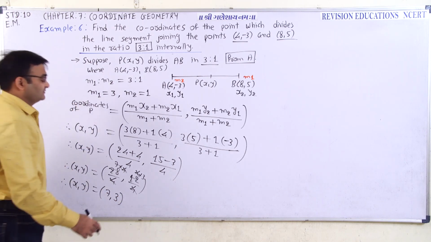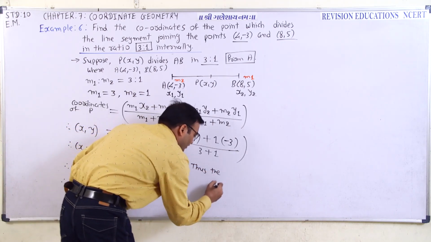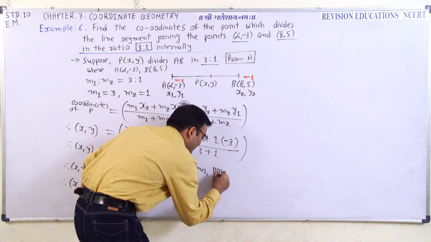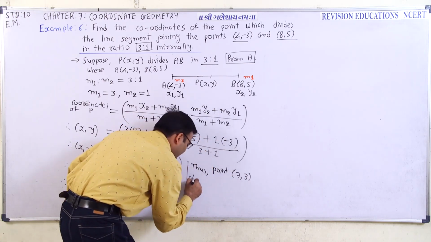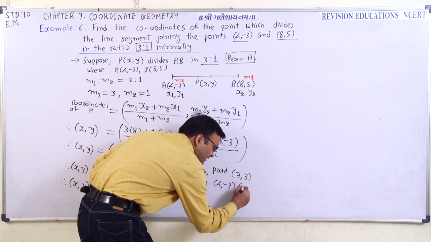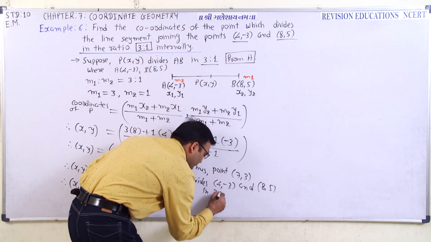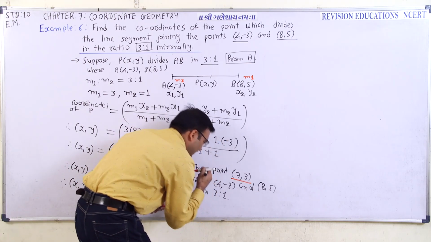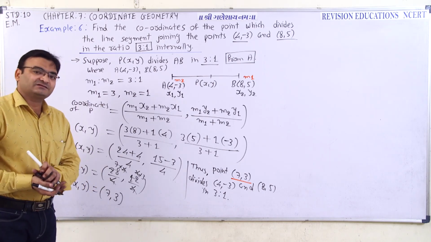So we write thus, the point (7, 3) divides (4, -3) and (8, 5) in 3:1. So this is our answer. Okay, so point P is (7, 3).